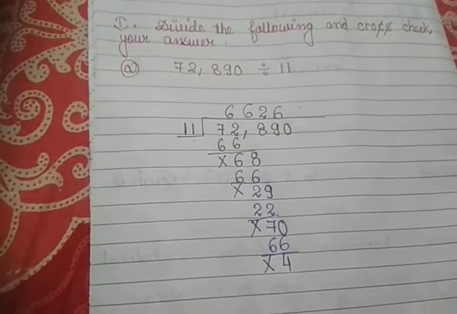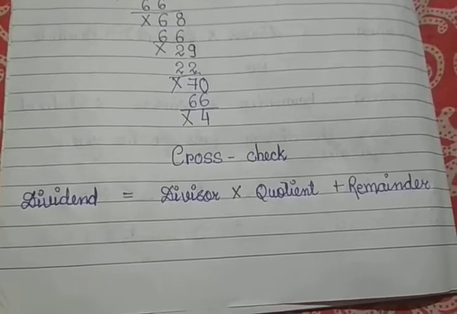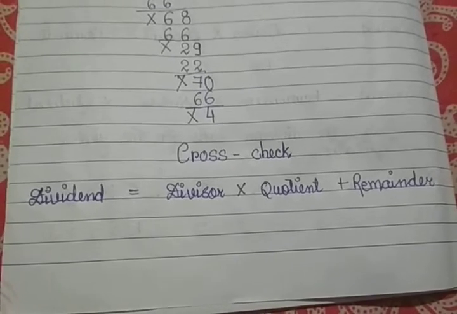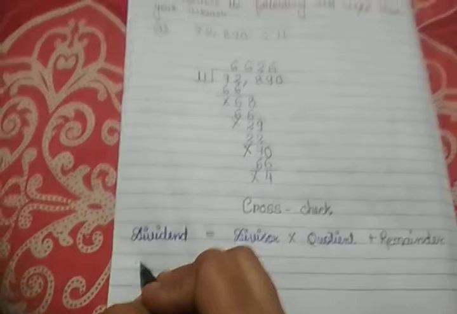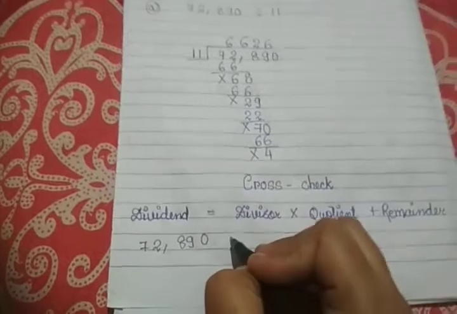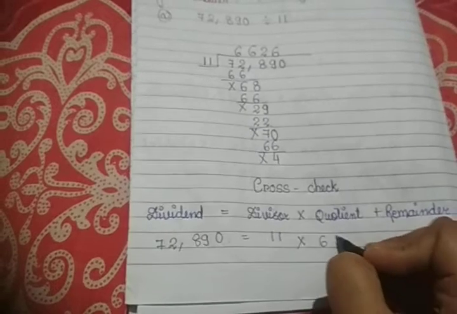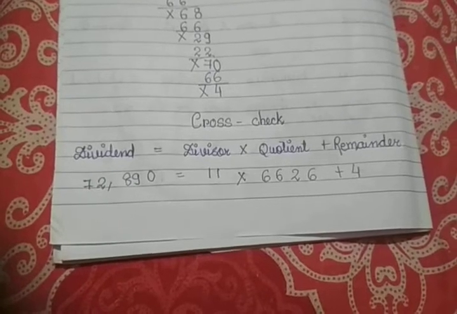Now we will cross-check our answer. We know that for cross-check we use dividend is equal to divisor multiplied by quotient plus remainder. So dividend will be 72,890. Divisor 11. Quotient 6,626. And we have remainder 4. Now we will multiply 6,626 and 11.